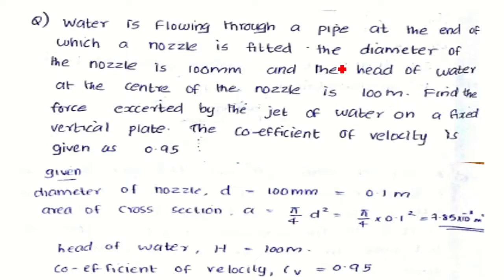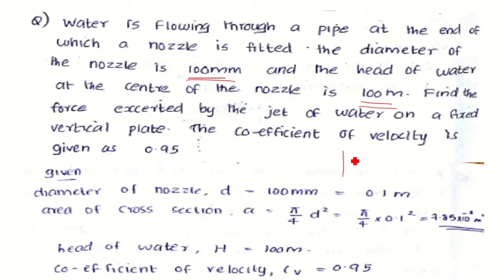and the diameter of the nozzle is 100 mm, and the head of water at the center of the nozzle is 100 meter. So the head is 100 meter and the diameter of the nozzle is 100 mm. Find the force exerted by the jet of water on a fixed vertical plate.